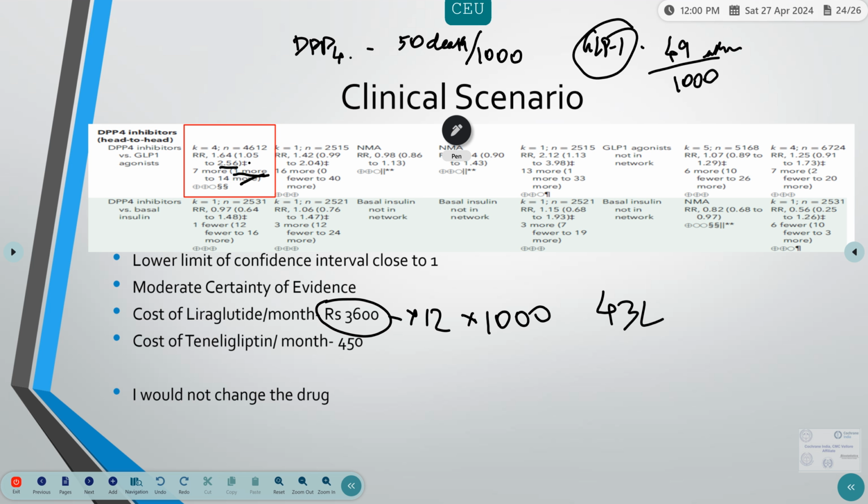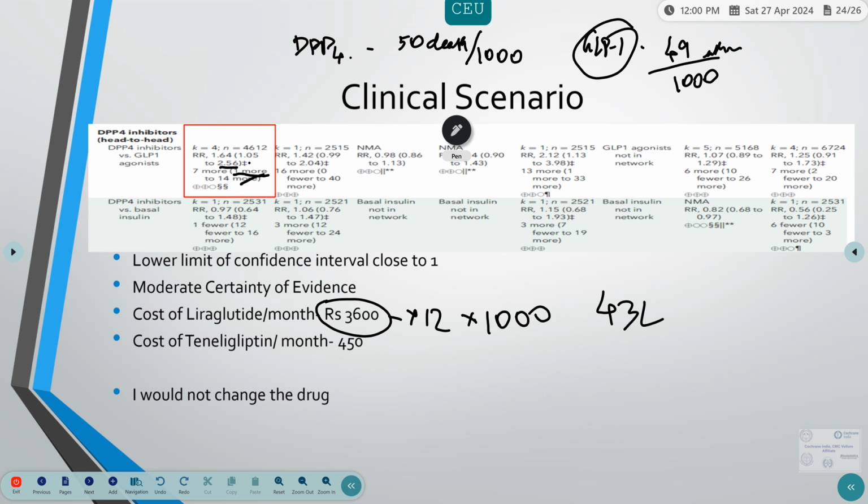Nobody thinks one life is worth 43 lakhs. Okay, that's your decision. And is it a tablet or an injection? It is a pre-filled syringe, or you have to draw it like an insulin and put it. Suppose it's an insulin syringe, then you have to add the insulin syringe cost for 1 year.